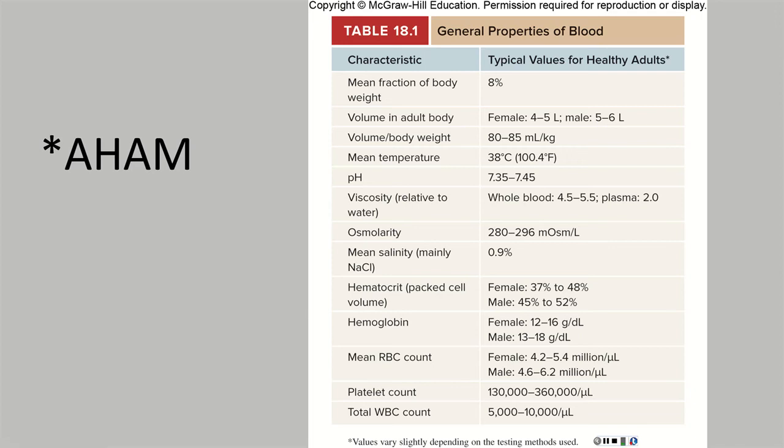Sometimes I will just say the weight is, and I'll give you a weight or something like that. If it doesn't show it for both female and male, the number applies to the average healthy adult male. That's what I have over here, AHAM. The average healthy adult male.